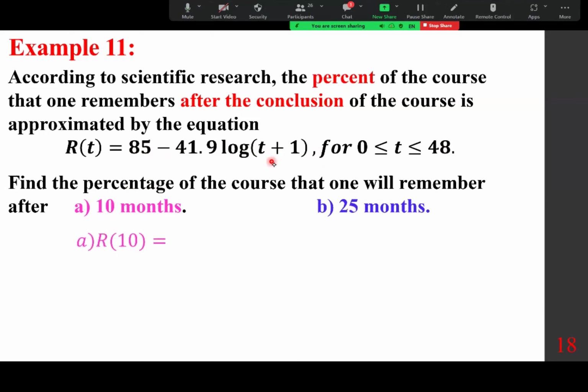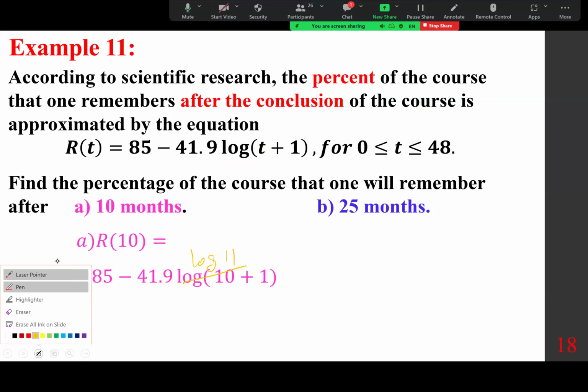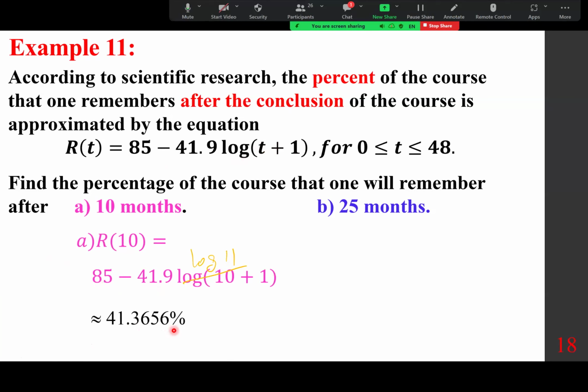That's all. So r of 10 is 85 minus 41.9 log of 10 plus 1, which is log of 11. Now, of course, you have to put this into a calculator. You put log 11 into a calculator, multiply it by 41.9, subtract it from 85, and it gives you 41.3656. I used a lot of decimals. So after 10 months, only 41% or so will be remembered.